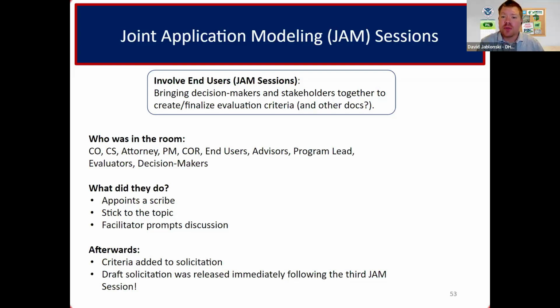All right. Who was in the room? The CO, the CS, the attorney, PM cores, end users, advisors, program lead evaluators. What we find that takes the longest when actually working on procurements is the back and forth emails when working on a document, right? There are air guitars when doing jam sessions. They're optional though. So all these people should be in the room.